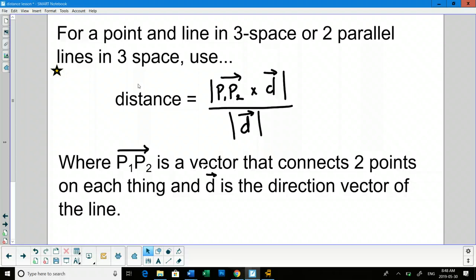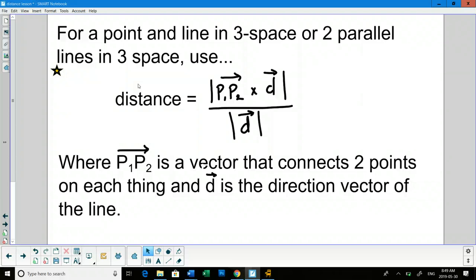P1, P2 vector. So we'll find a point, let's say it's 2 parallel lines in 3 space. We'll find a point on each line. We'll find the vector that connects them. And then what I'm actually going to do is cross that with the direction vector to the line and divide it by the magnitude of the direction vector.